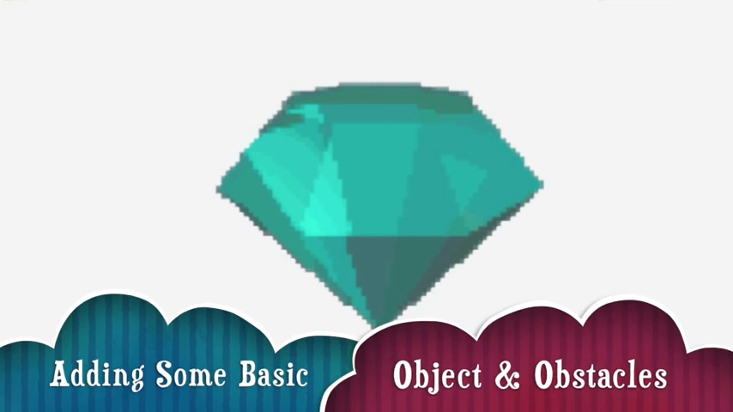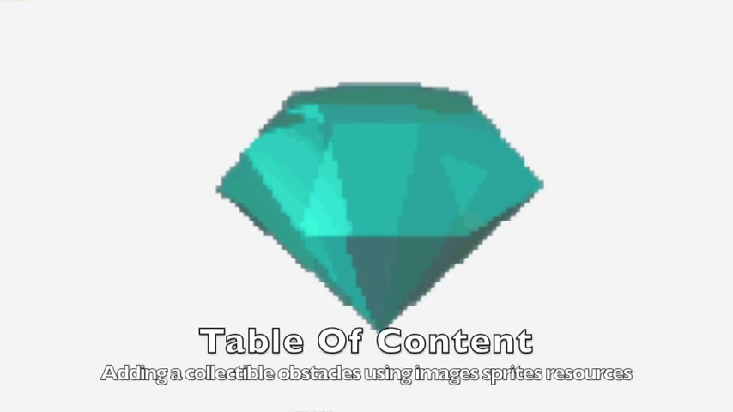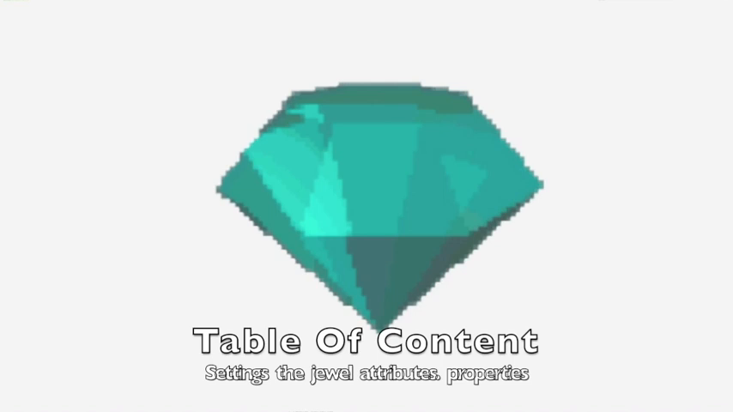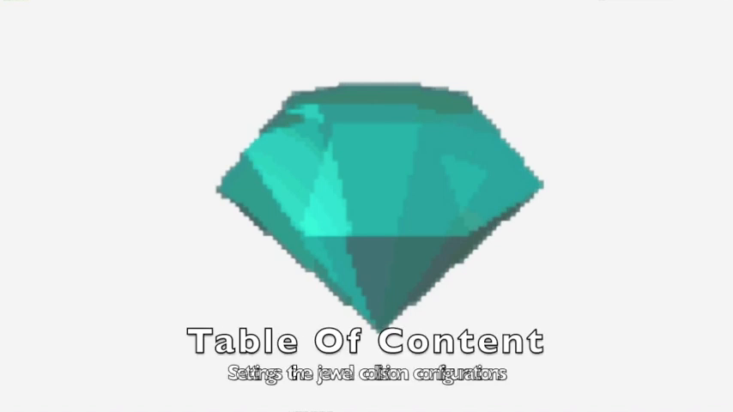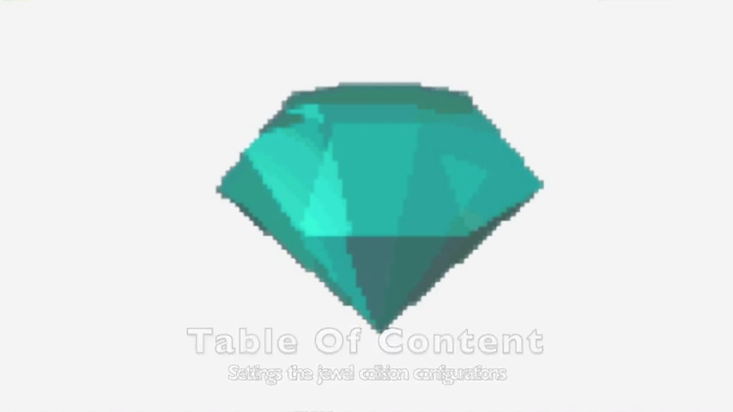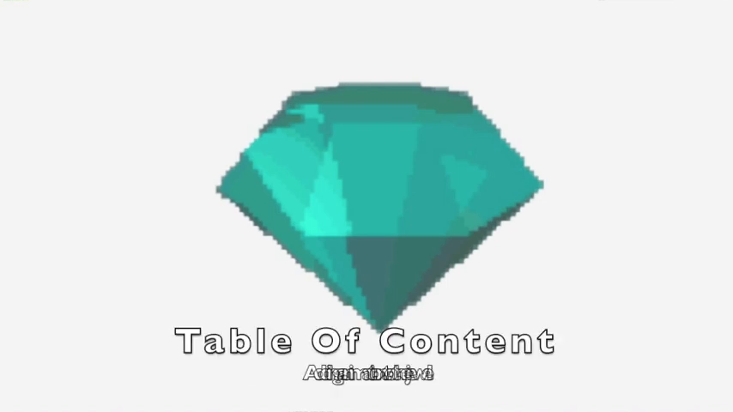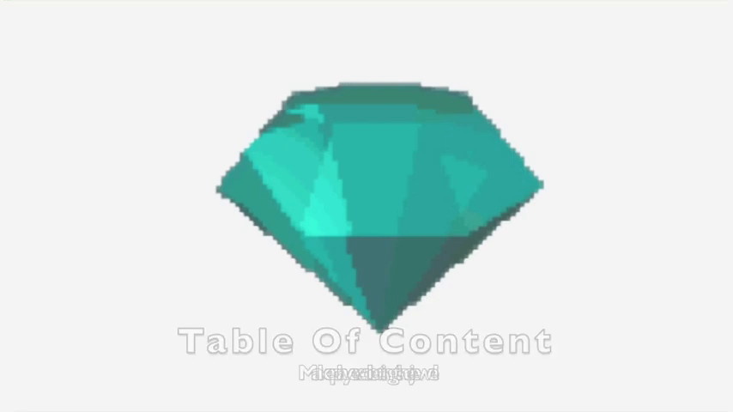Adding some basic objects and obstacles. In this tutorial, you will learn adding collectible obstacles using image sprite resources, setting the jewel attributes properties, setting the jewel collision configurations, adding animation to the jewel, and making the player collect the jewel.